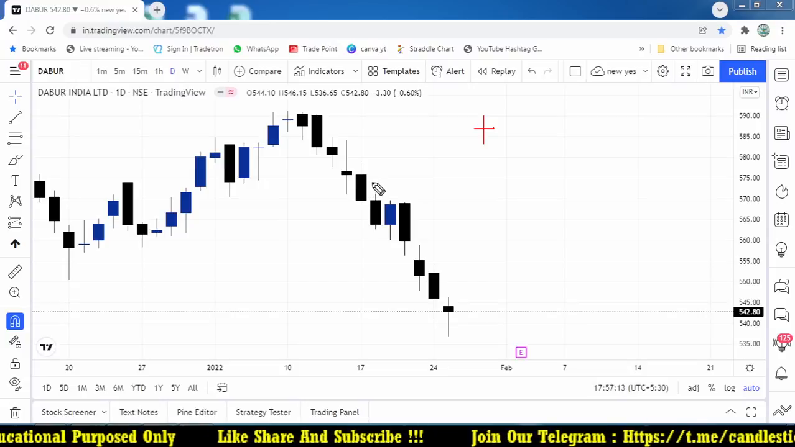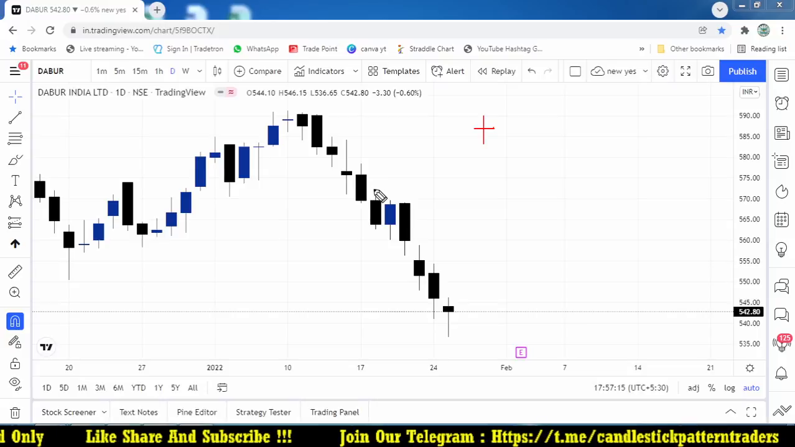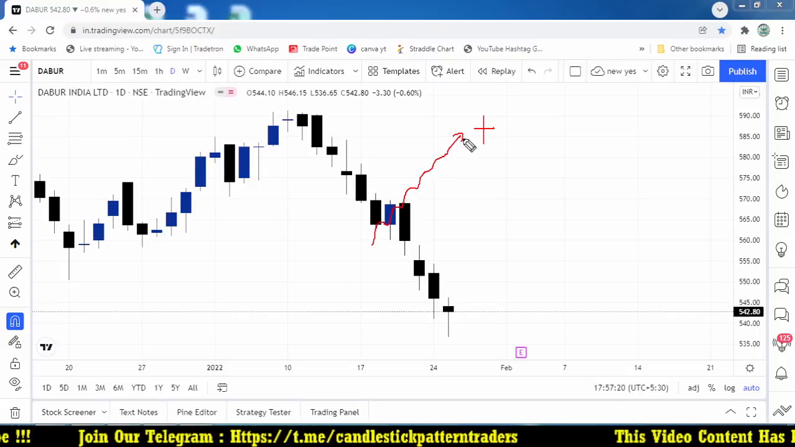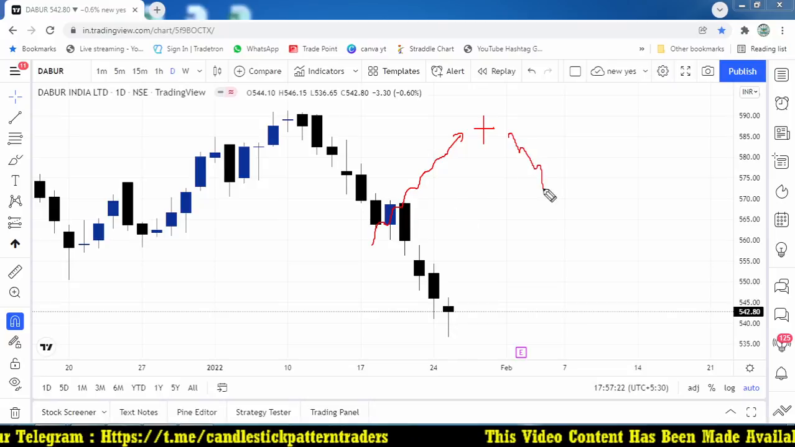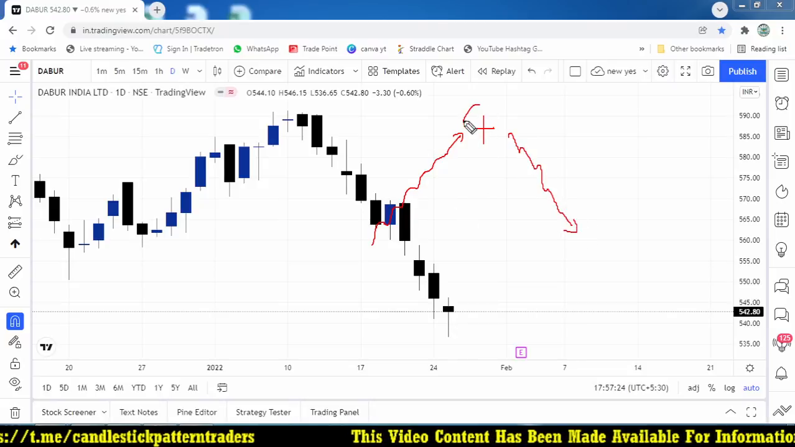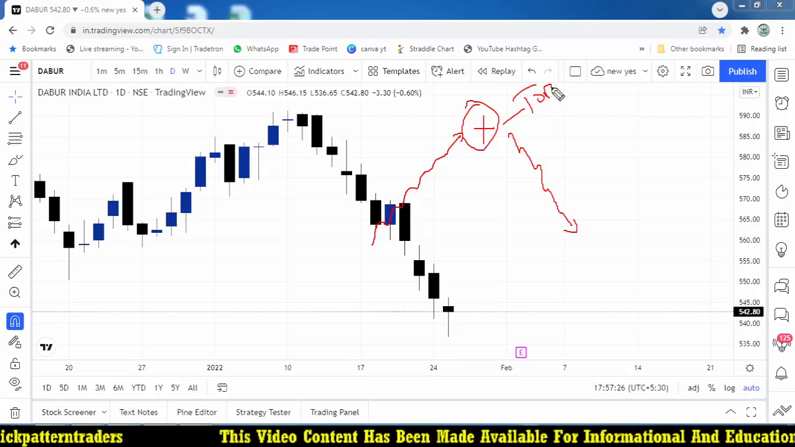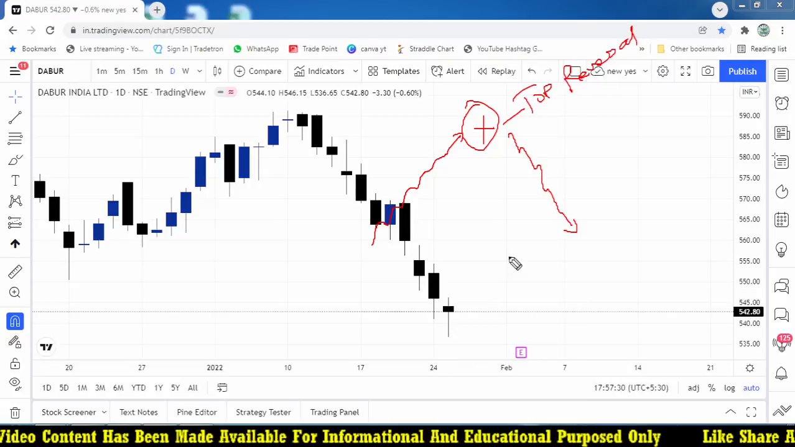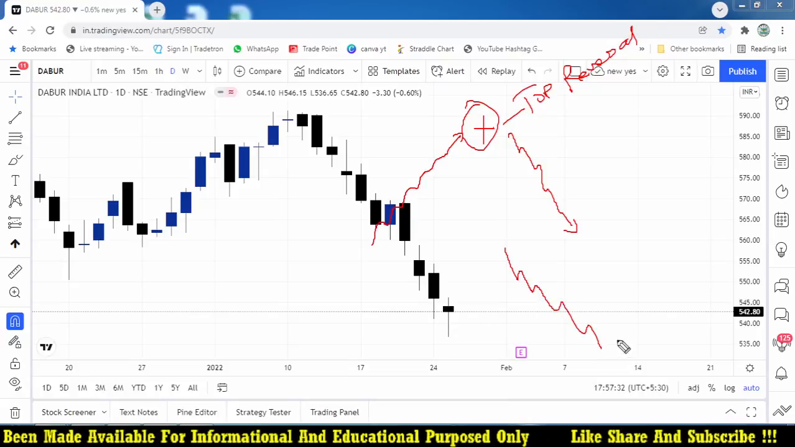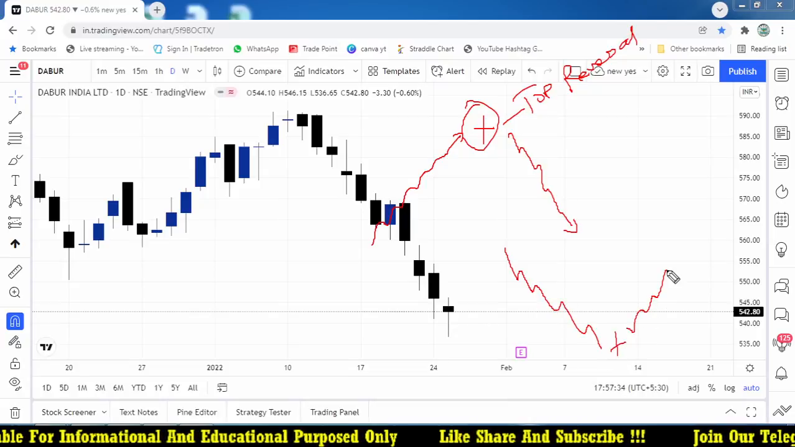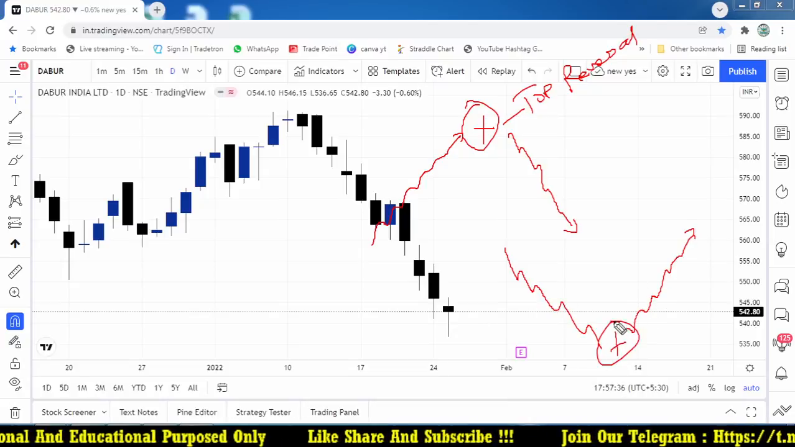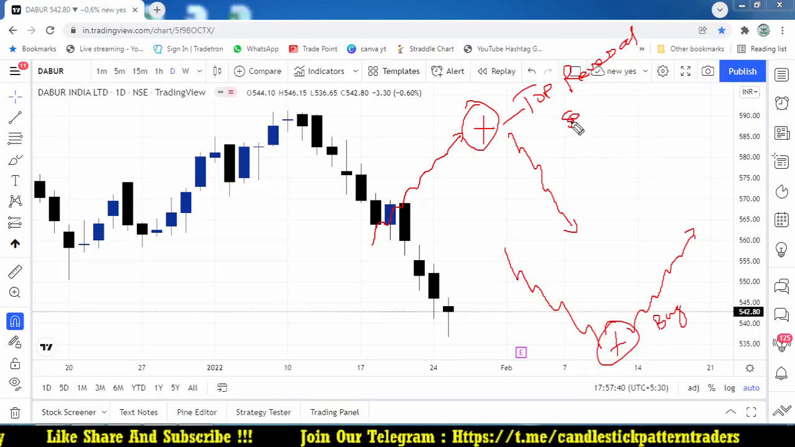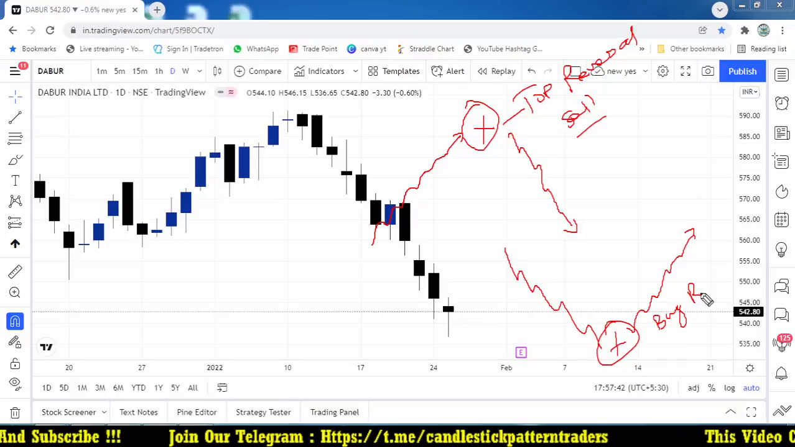Which kind of doji is present at the highest level? When the doji is present at the highest level, we are expecting a bearish reversal, that is, a top reversal. Or if the doji is present at the bottom of the market, we are going to expect a bottom reversal, that is a buy reversal. This is what a sell reversal we are expecting, and this is what a buy reversal we are expecting.